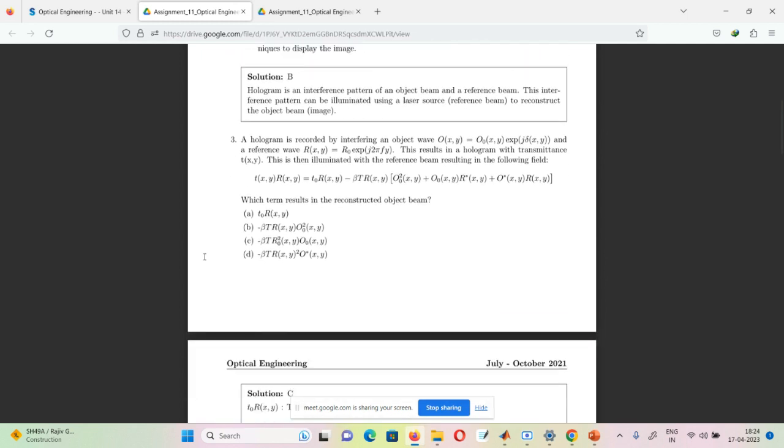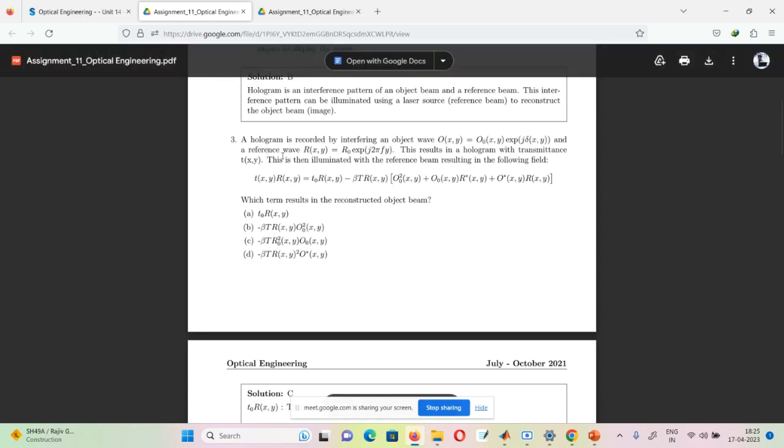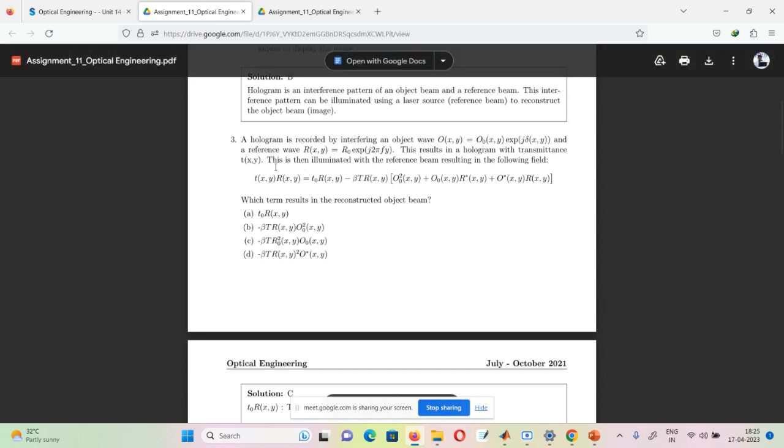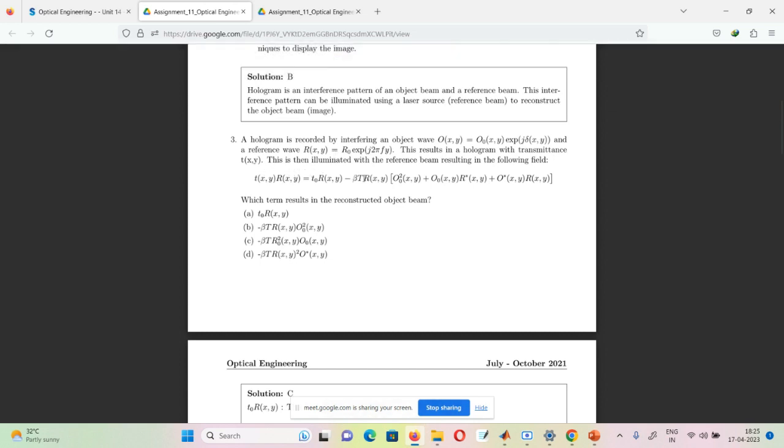These are direct questions. A hologram is recorded by interfering an object wave O(x,y) = O0(x,y) e^(jδ(x,y)) and a reference wave R(x,y) = R0 e^(j2πfy). This is the same equation of light which you used in your class. The result is a hologram whose transmittance is T(x,y). This is then illuminated with a reference beam, resulting in the following field.